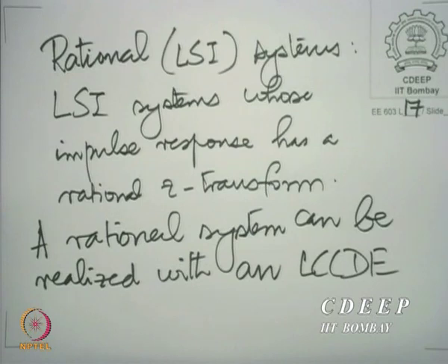However, at this time, we have convinced ourselves by example that it is possible to realize any rational system by converting it into a corresponding linear constant coefficient difference equation and then realizing that difference equation. Now, what we did not carefully note last time was that the system that we had realized was also causal. Stable is not an issue. You can realize both stable and unstable systems. But realizability also does depend on whether the system is causal or not.